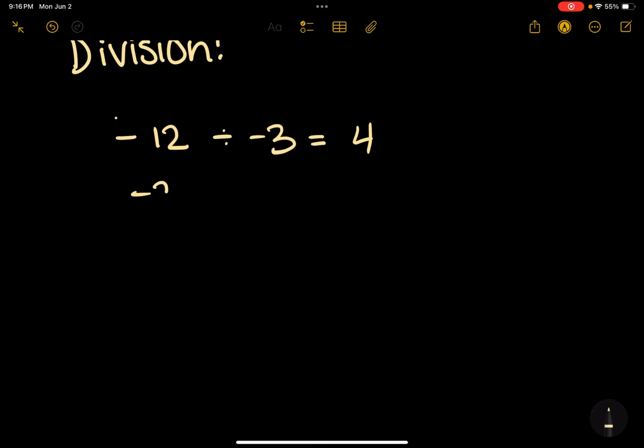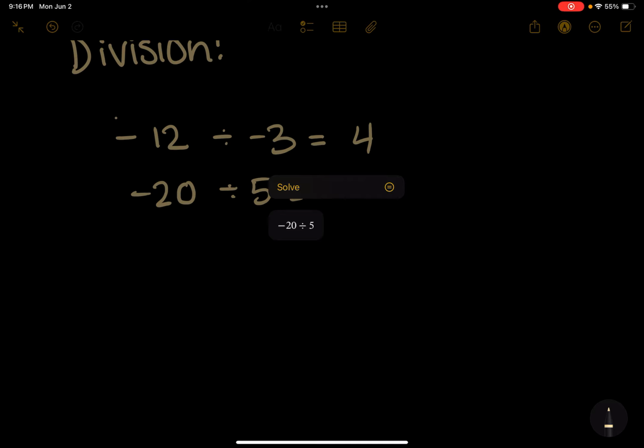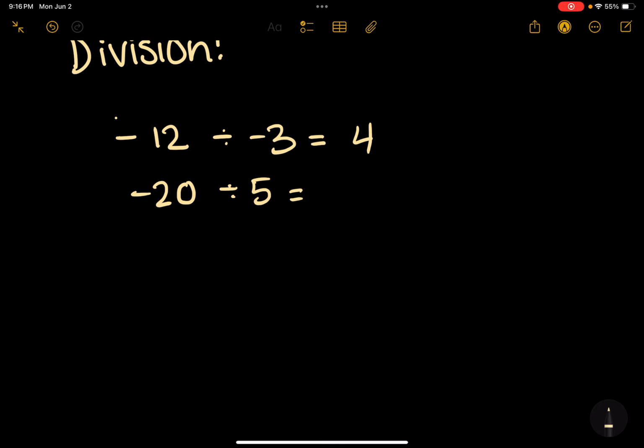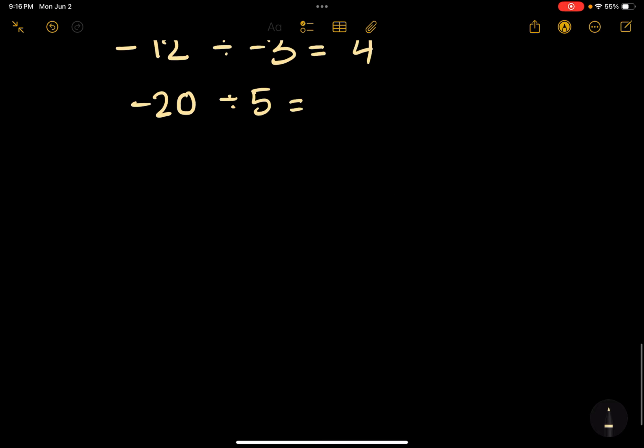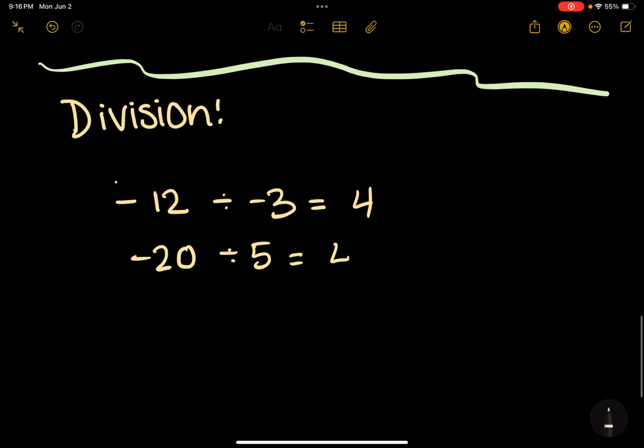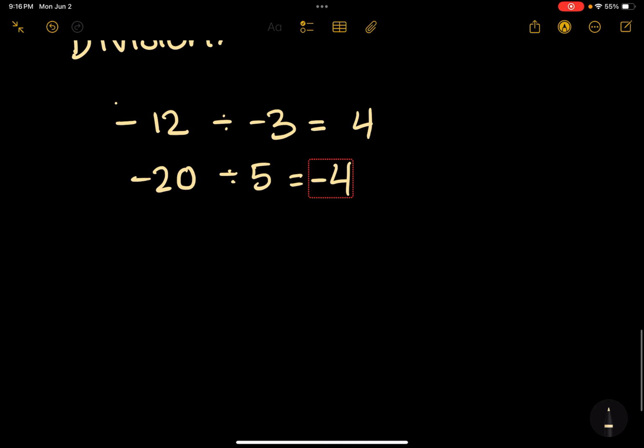What about negative 20 divided by 5? This is going to give us a negative 4 because 20 divided by 5 is 4. And they have different signs, so that gives us a negative answer.